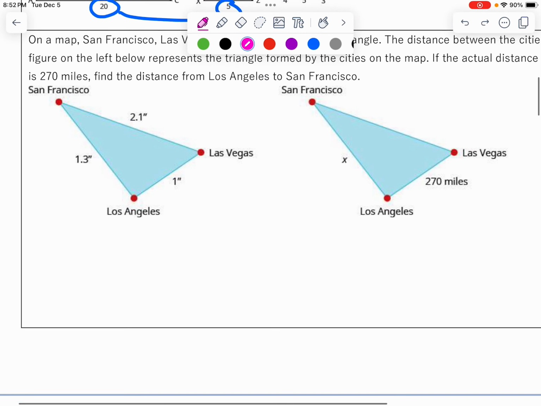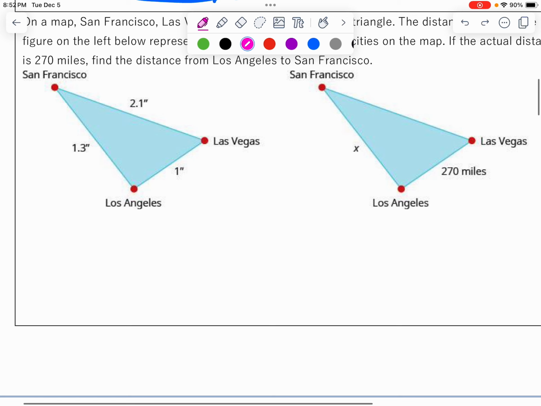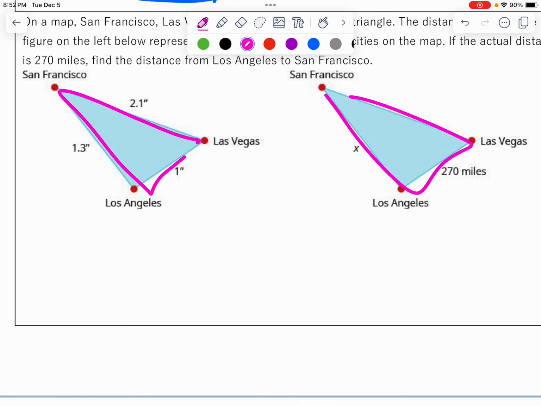Now, what two sides do you think I'm concerned about? Of these triangles, which two sides? I think they probably already know what they're doing, but just in case.